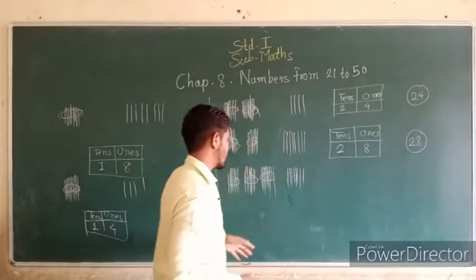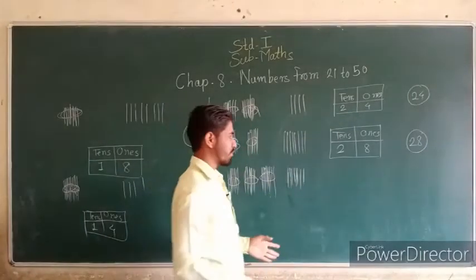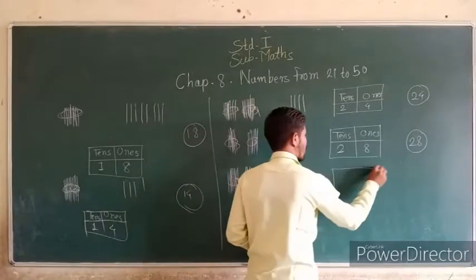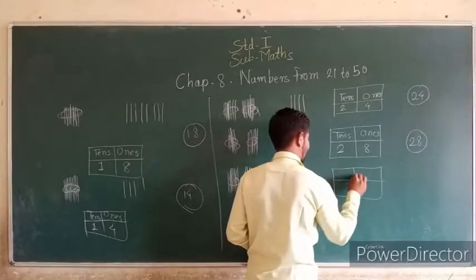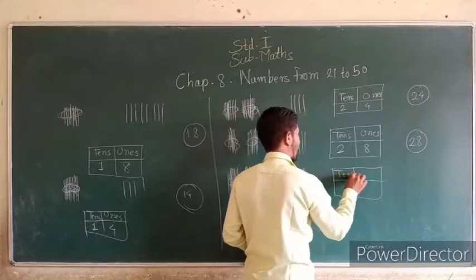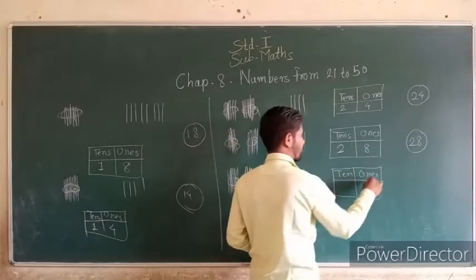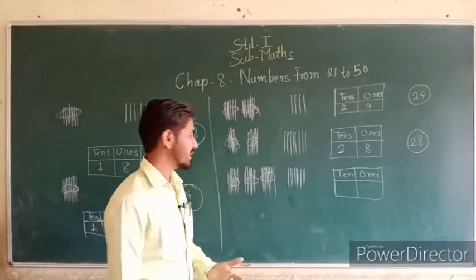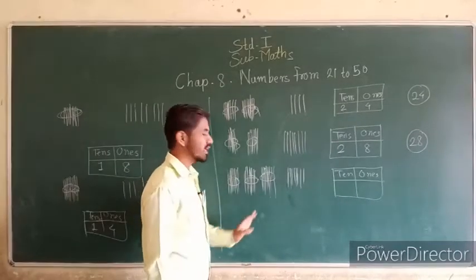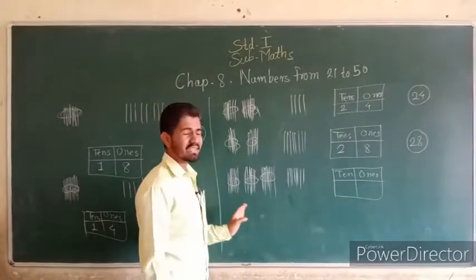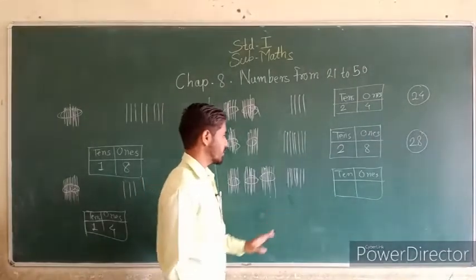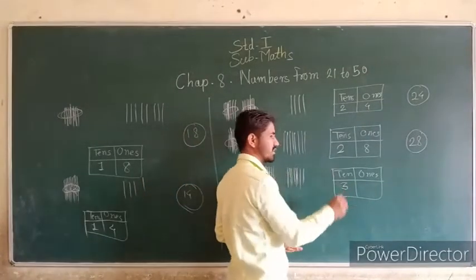ओके, तो बच्चों यहाँ पे हमें कॉलम ऐसे ड्रॉ करना है। इस कॉलम में लिखना है टेंस एंड वन्स। तो बच्चों हमें क्या करना है? काउंट करना है। 10 के बंडल कितने हैं यहाँ पे देखो? 1 2 3। How many bundles are there? 1, 2, 3 bundles of 10. So we have to write here 3.